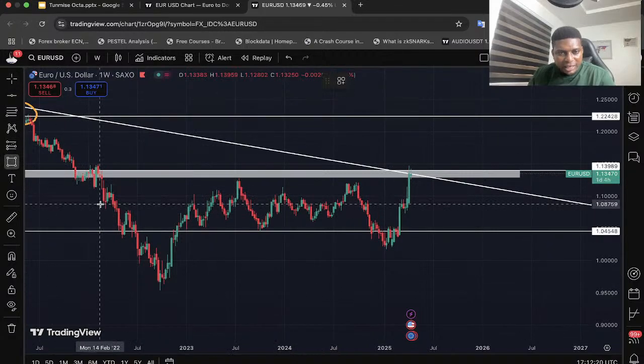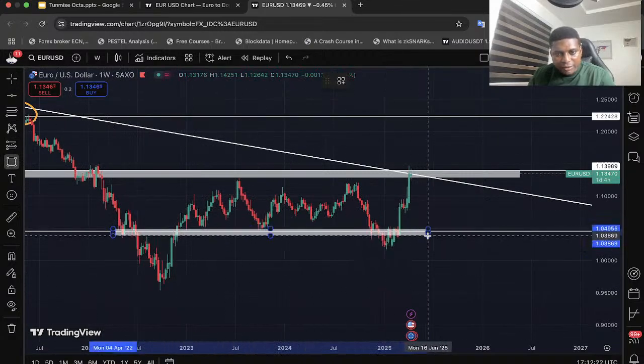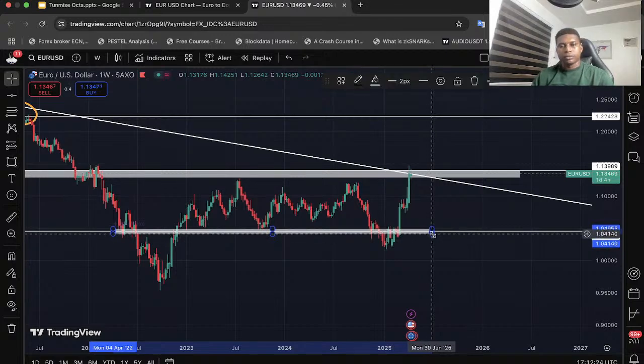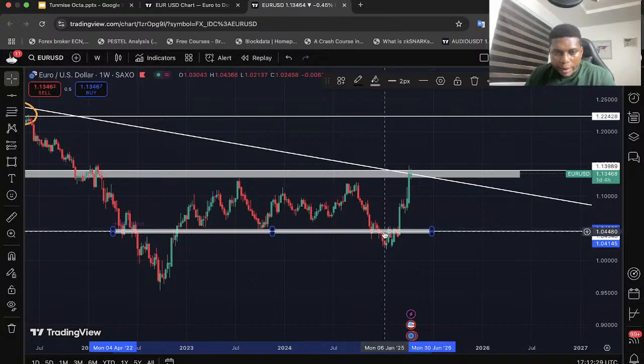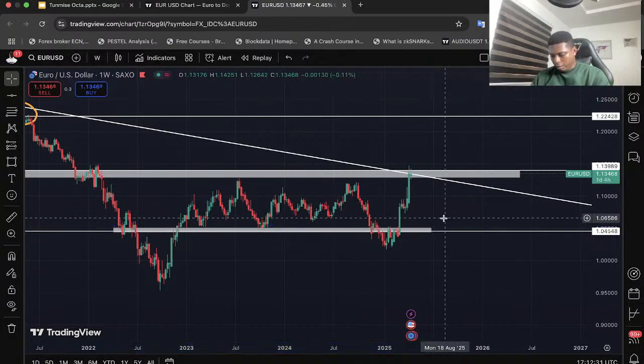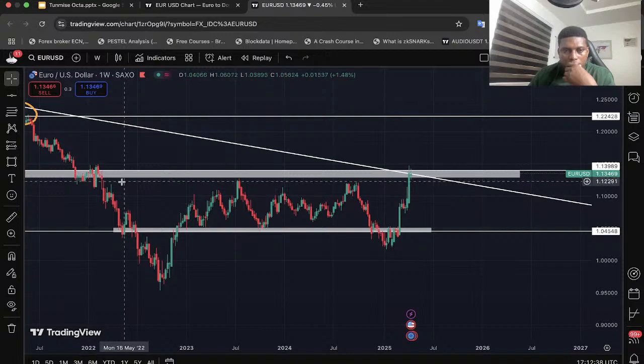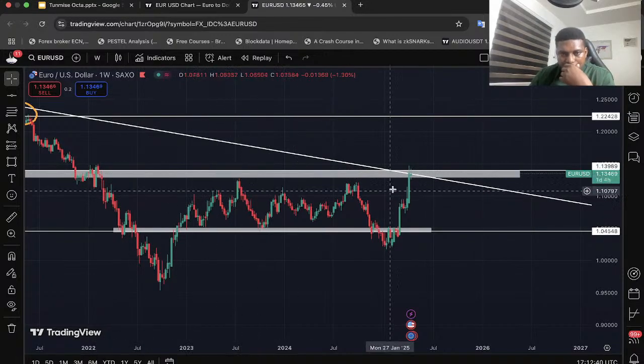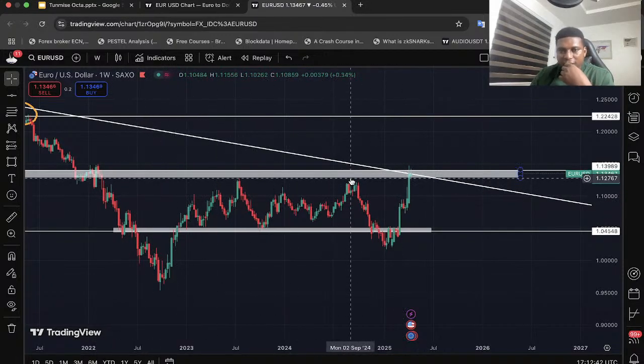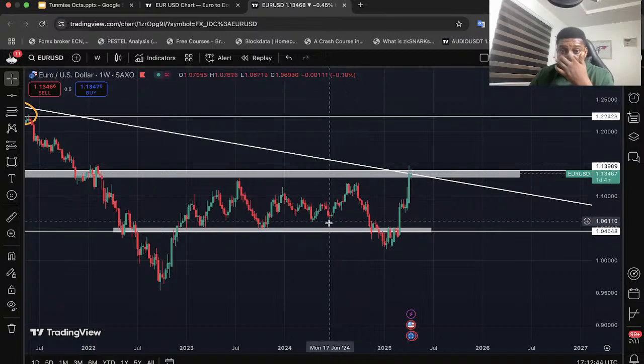All right, then we can also see that there is a support zone here, which is one level to also pay attention to. Okay. So now we can see that this resistance zone is a level to pay attention to. This support zone is also a level to pay attention to. All right. Good.